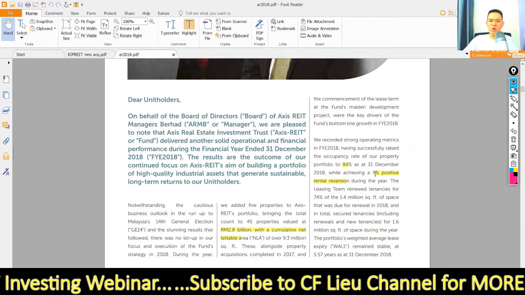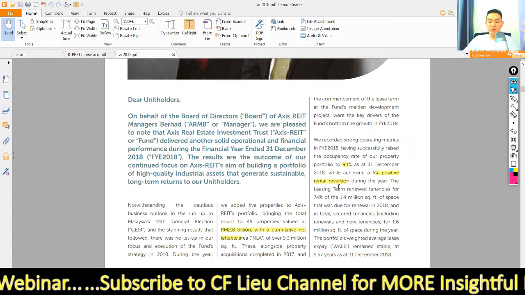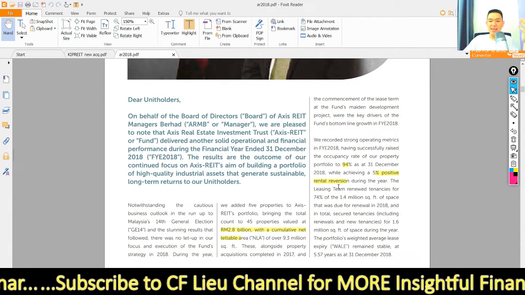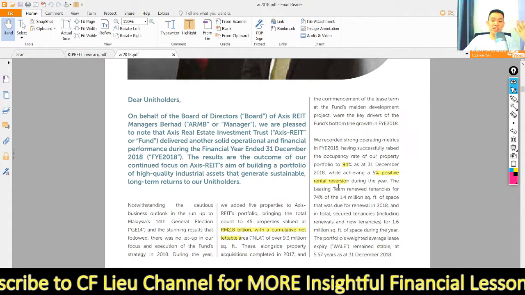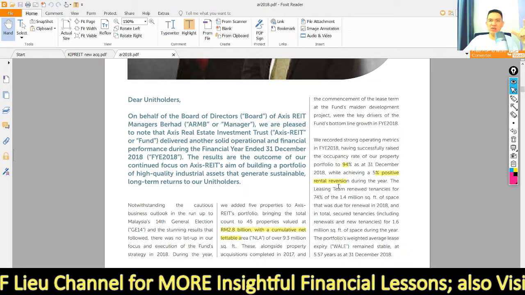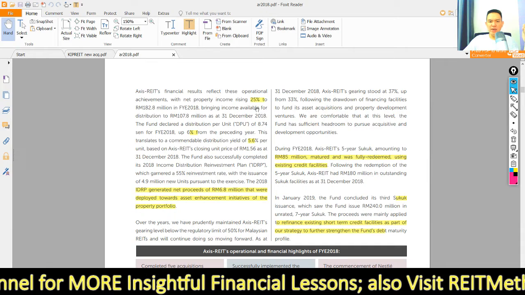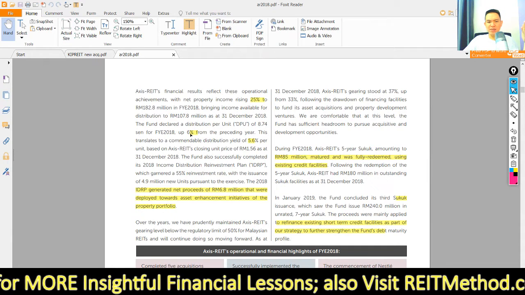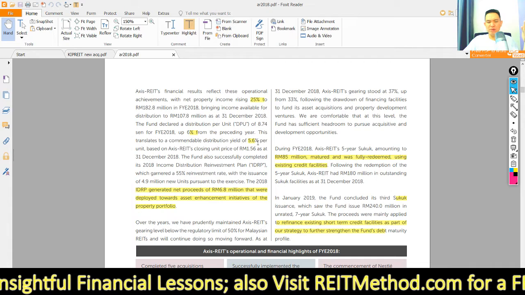So overall, they say for the financial year they achieved a 5% rental reversion, which means there is a 5% rental increase after a tenancy agreement expires. Then you either retain your tenant with a higher rental, or you get a new tenant with a higher rental. So you look at here, DPU up 6%, net property income up 25%.